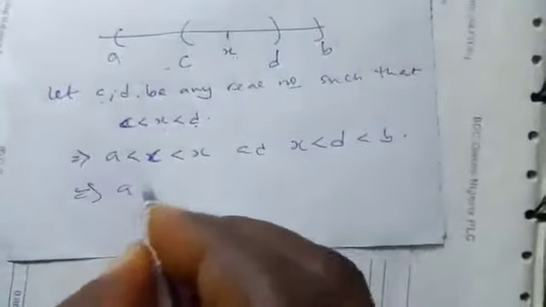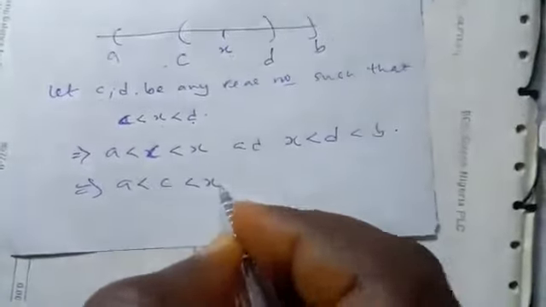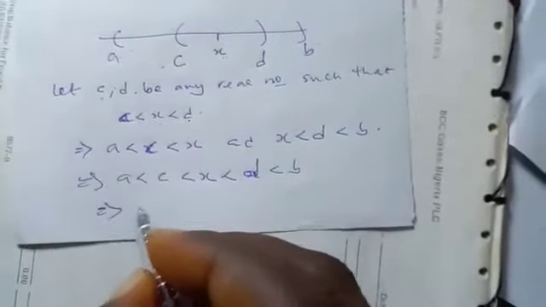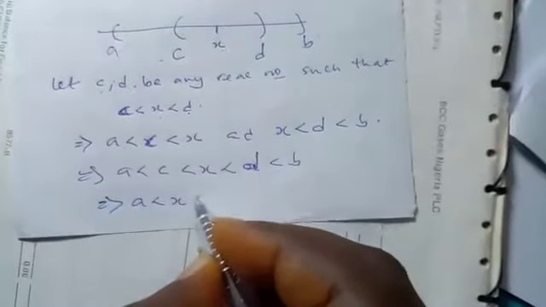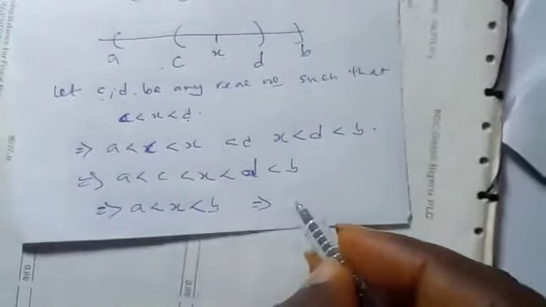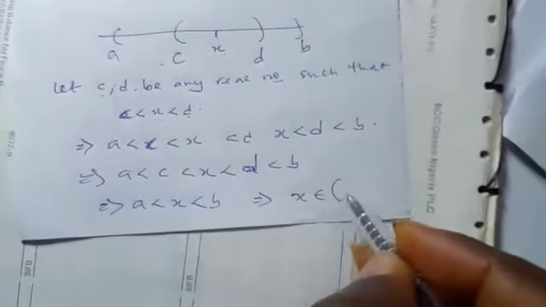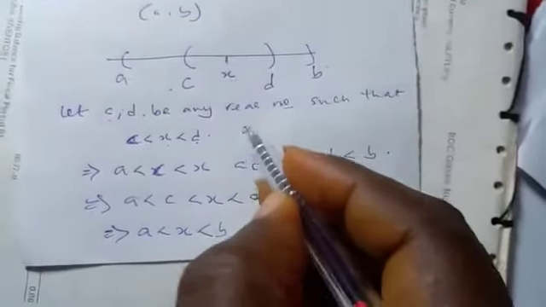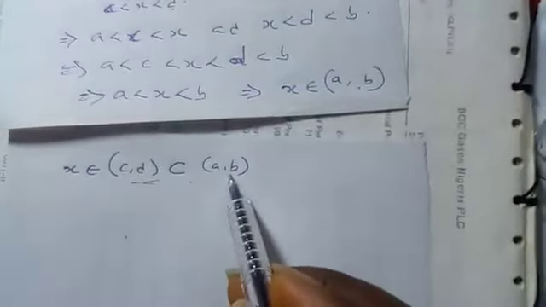If you match all this together, a is less than c, by the transitive law, is less than x, is less than d, is less than b. So we can write a is less than x, is less than b. This simply shows that x belongs to (a, b), and x belongs to (c, d). But we know that (c, d) is a subset of (a, b), by what you have seen here.